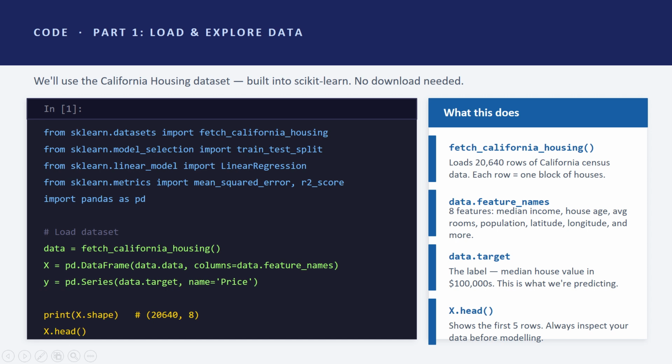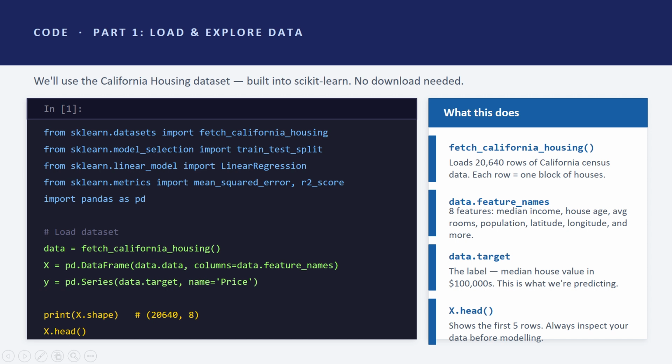We then load the dataset and split it into X, our features data frame, and y, the target variable: median house price in hundreds of thousands of dollars. Printing X.shape should return 20,640 rows, 8 features per row. If you see that, you are good.